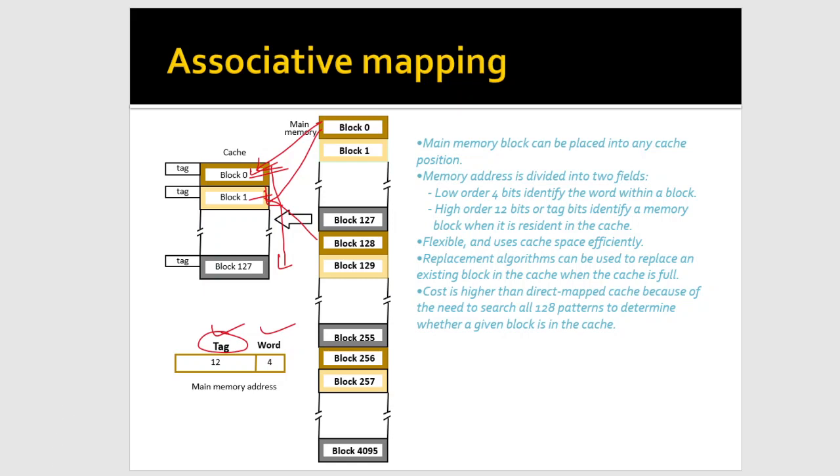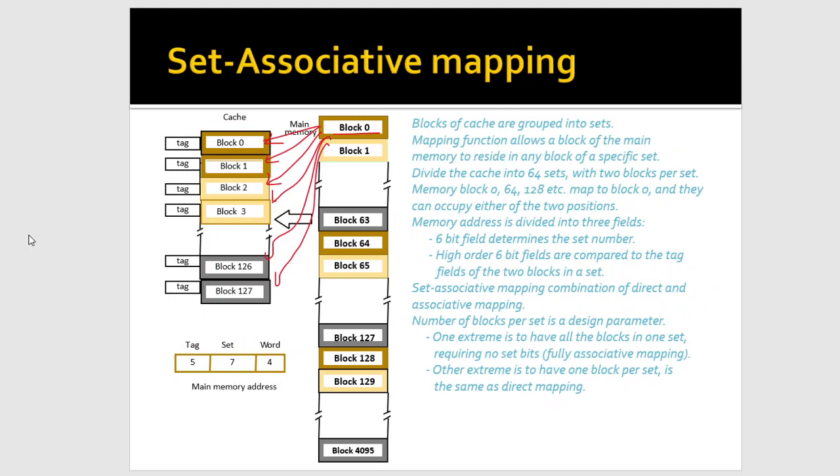Then we have to come to the next one, which is associative mapping. In associative mapping, what we are using combines the features from both direct mapping as well as fully associative mapping. That means, like direct mapping, we have to know this is the number of blocks in the main memory, and this is the number of blocks in the cache memory.